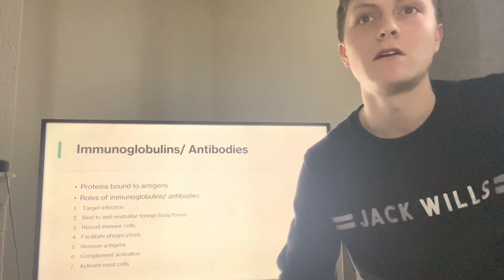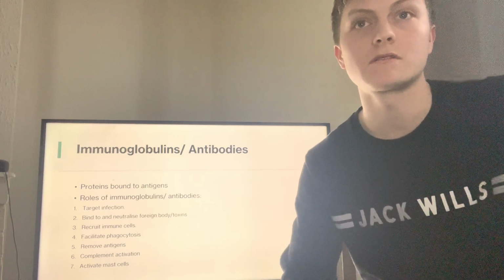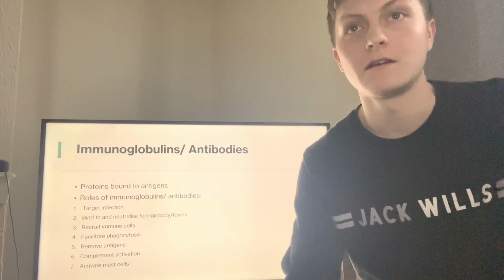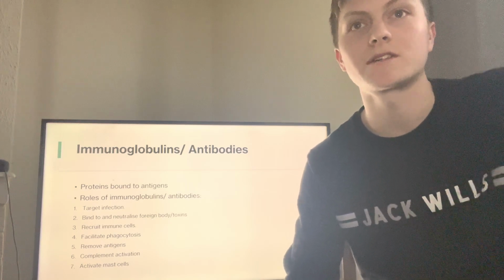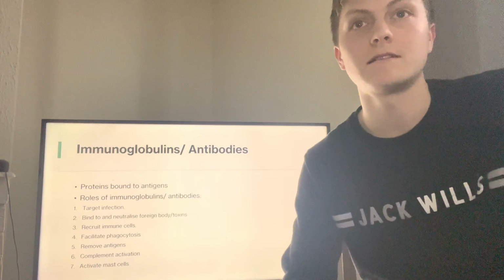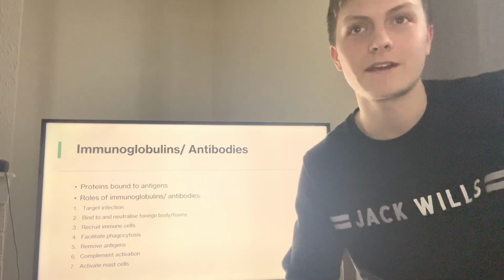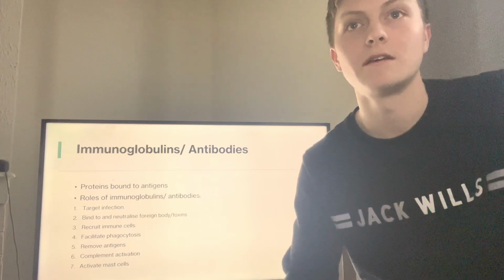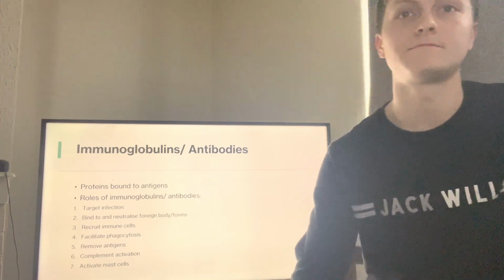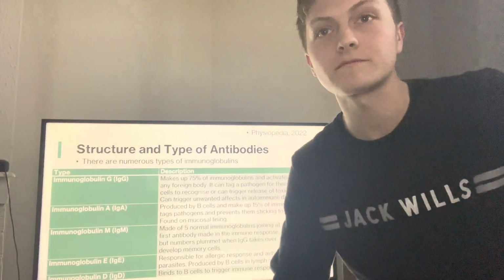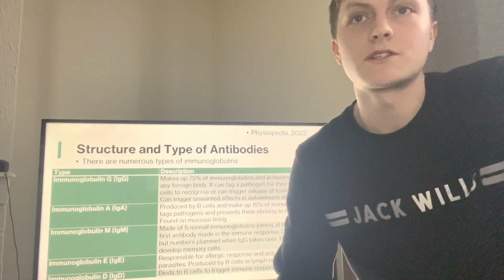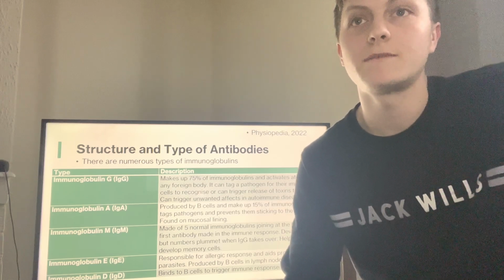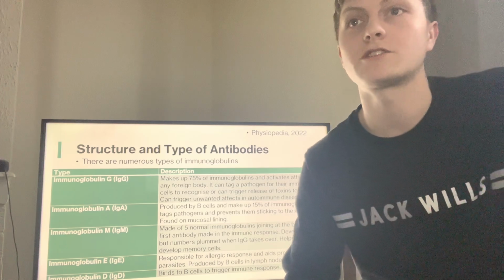Immunoglobulins and antibodies. Proteins bound to antigens. The roles of immunoglobulins and antibodies: they target the infection, they bind to and neutralize foreign bodies and toxins, recruit immune cells, facilitate phagocytosis, remove antigens, complement activation, and activate mast cells. Structure and type of antibodies. Generally made of 4 chains, 2 being of larger mass, heavier, shaped and are white.